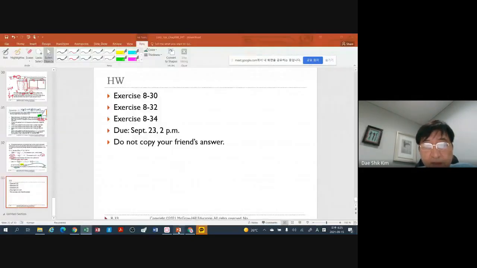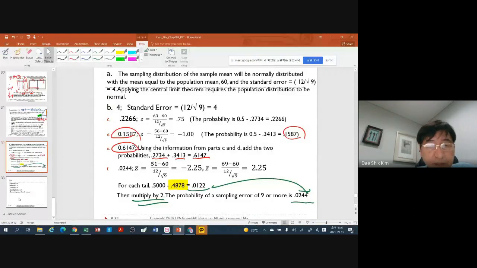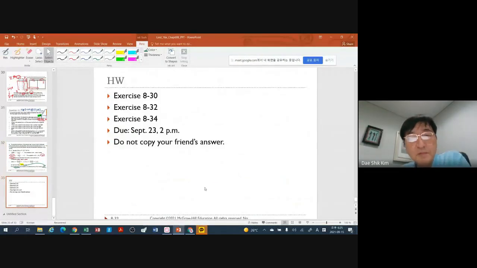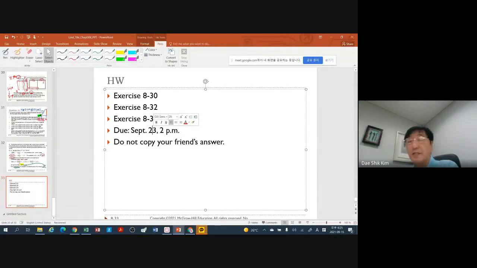One thing is, the last page is homework problem 3, homework chapter 8, problems 30, 32, 34. Okay, the same pages. I will take a photo and upload it together with the problems themselves. 30, 32, 34. The due date is next week. What is today? Today is 16, right? 16 plus 7 is 23. This is correct.